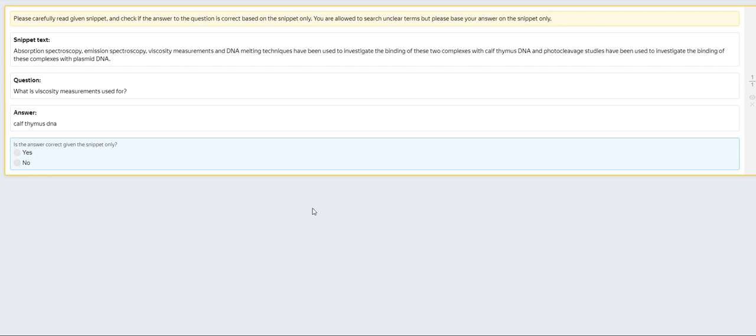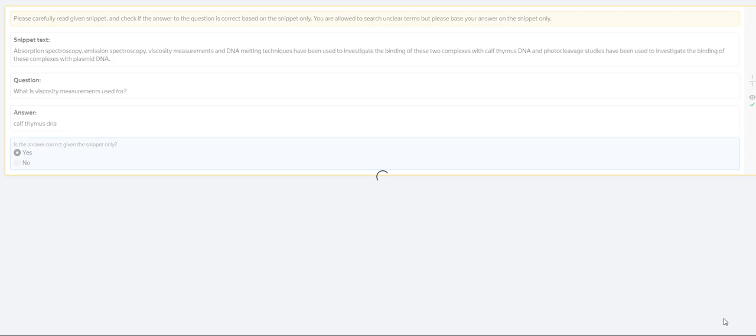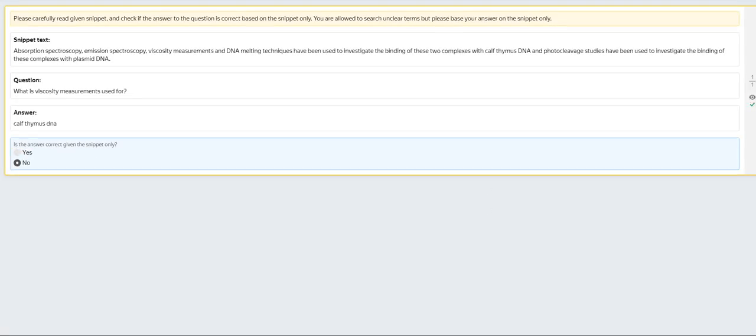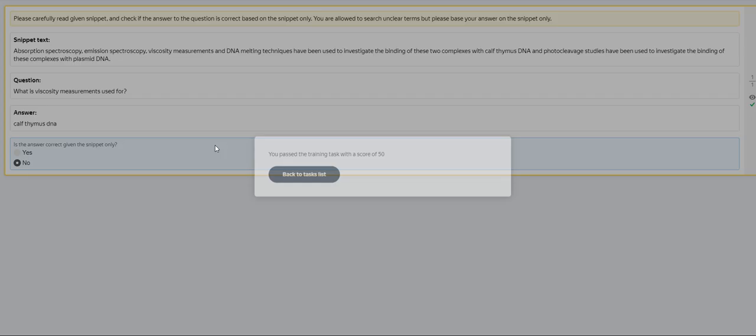Absorption spectroscopy, emission spectroscopy, viscosity measurements, and DNA melting techniques have been used to investigate the binding of these two complexes with half thymus DNA, and photocleavage studies have been used to investigate the binding of these complexes with plasmid DNA. What is viscosity measurement used for? I think it's a yes. Now, three mistakes. I hope we pass it.